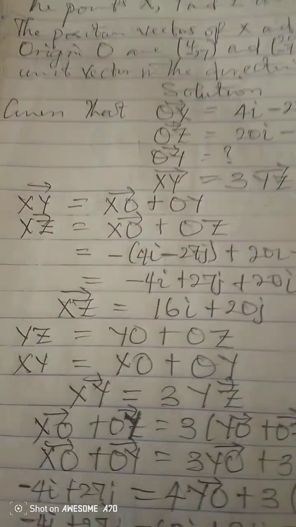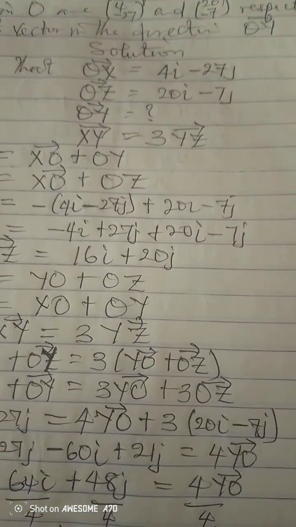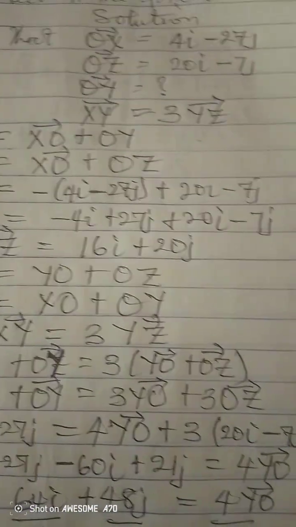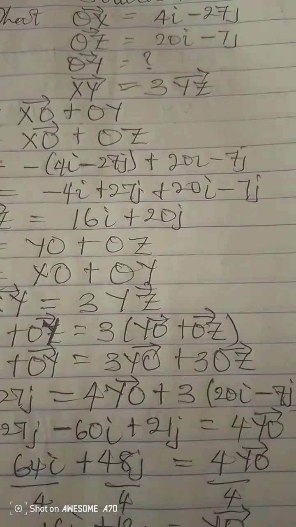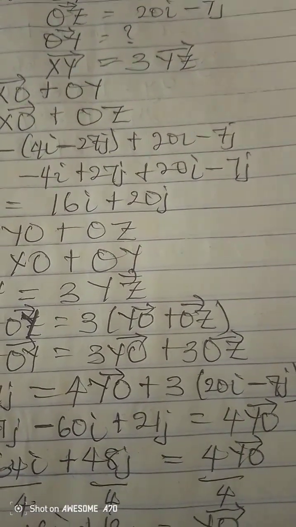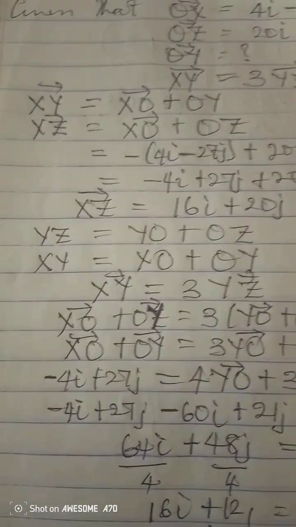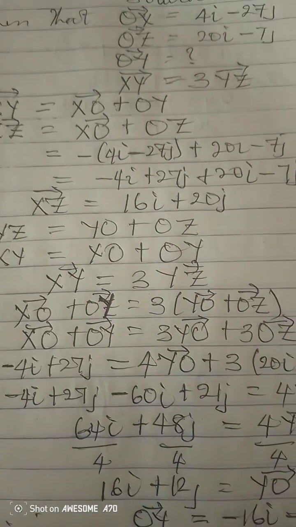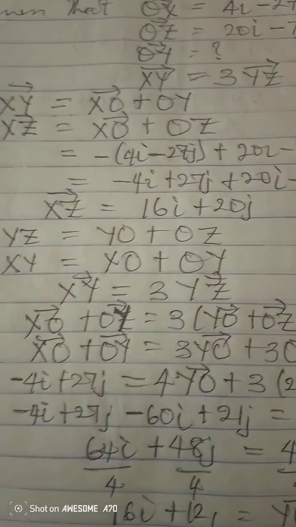Okay, solution. Given that OX is equal to 4i minus 27j, OZ is given as 20i minus 7j, then OY is unknown. And also given that vector XY is equal to 3 vector YZ, we can take vector XY as vector XO plus vector OY, using the triangle law of vector addition.